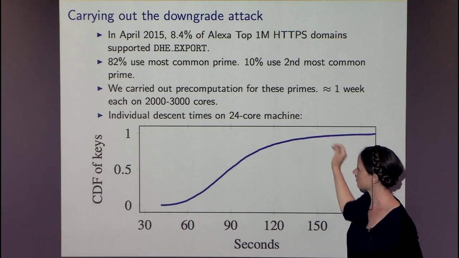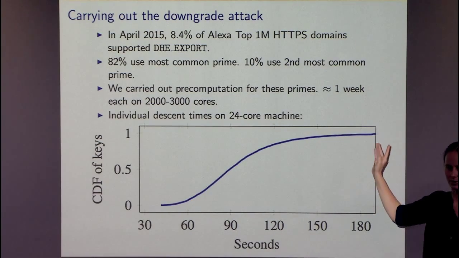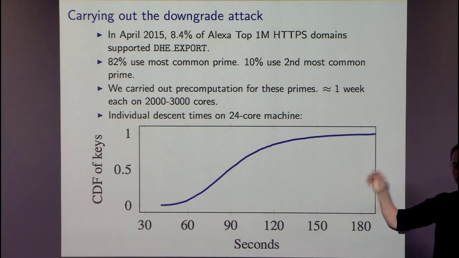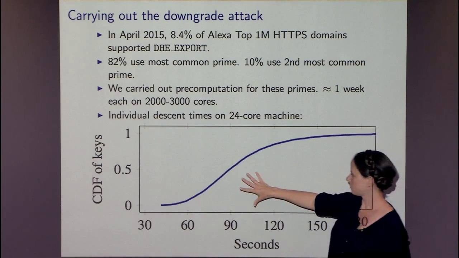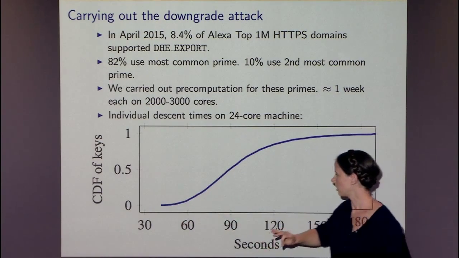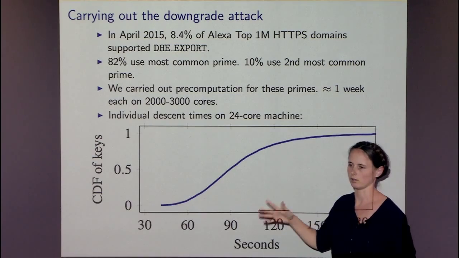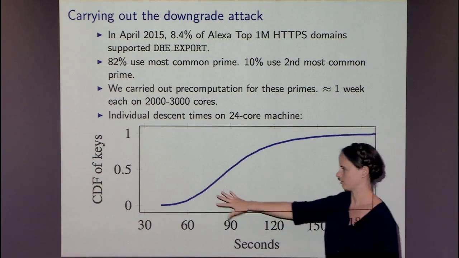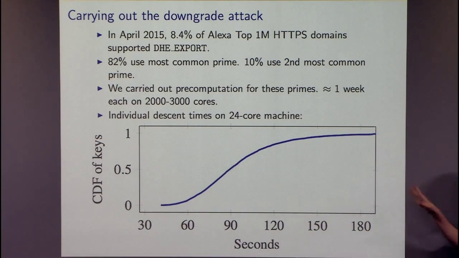The individual descent times actually have this nice S-curve. It's kind of a random process how long it takes. I'm embarrassed by this number because it should be less than a minute, but the code is not very well threaded, so this number is larger than it should be. Anyway, maybe we'll improve it.